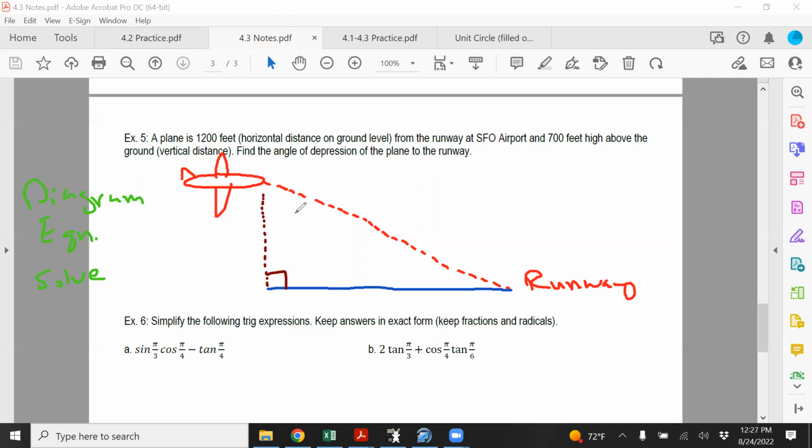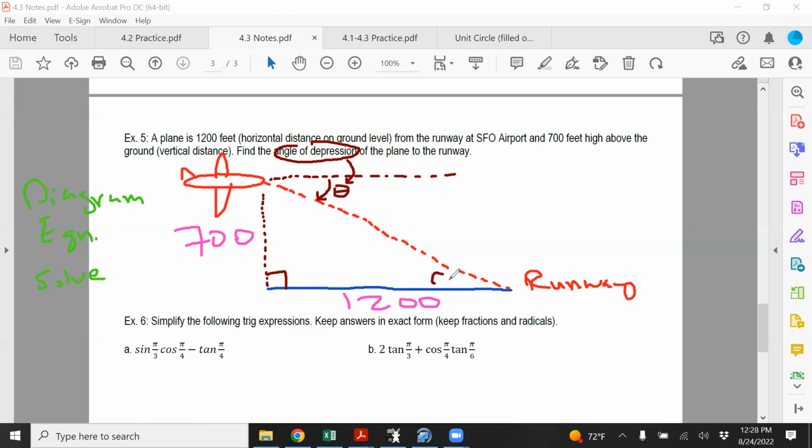Okay, so anyway, sorry for the distraction. Let's talk about this problem here. You've got 700 and 1,200 because you're 700 feet off the ground, 1,200 feet away. Now, here's the part that's a little tricky. One angle is the angle of depression. Clearly, for the plane to land, it has to tilt the nose down, right? To get to the runway.